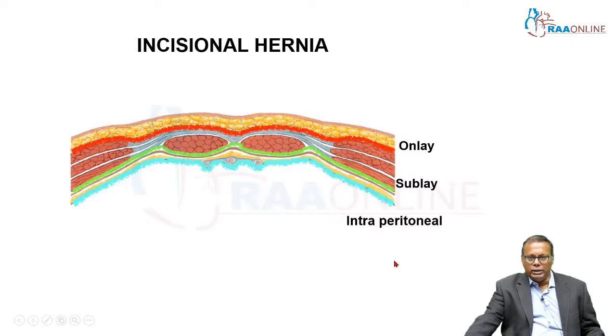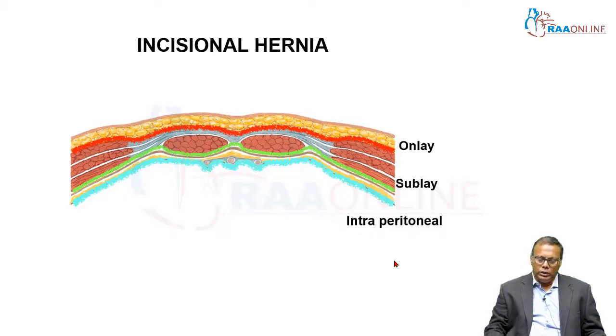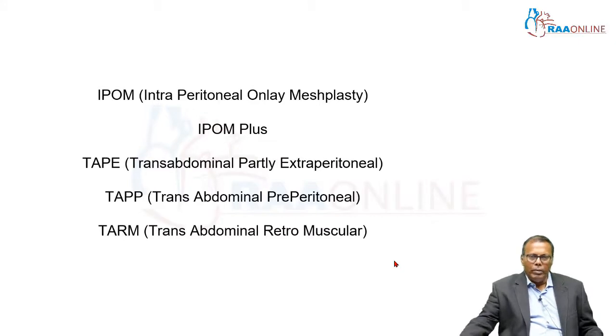Now what is best? This is beyond the scope of this talk, but each is an acceptable procedure and you need to compare the results. Based on the position of the mesh and the approach, laparoscopy offers one, an intraperitoneal onlay mesh. We will come to that in detail. When you close the defect, it's called an IPOM plus.